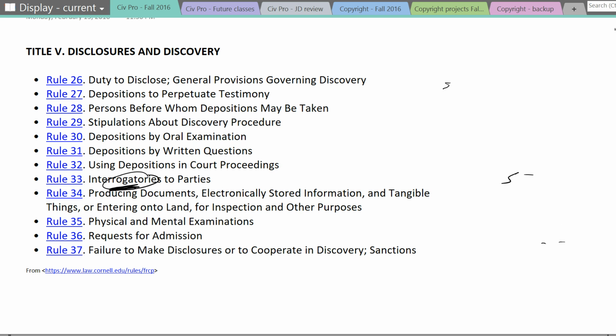Rule 34 is about producing documents, electronically stored information, things, or going to a land or a place to inspect. Okay, so here we're talking about production of documents, going to places, electronically stored information, kind of like what we see going on just recently with the Hillary Clinton emails and the Anthony Weiner computer and all of that. You know, the FBI would be looking not just at the emails, but also probably the metadata and things like that. So we'll talk about that more later.